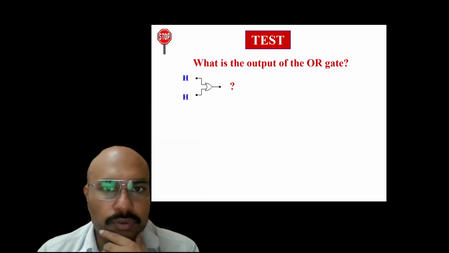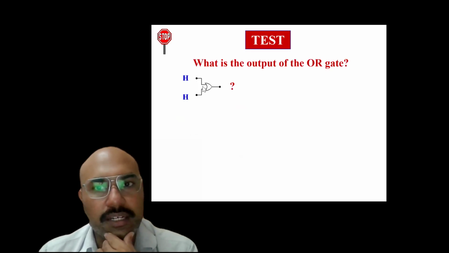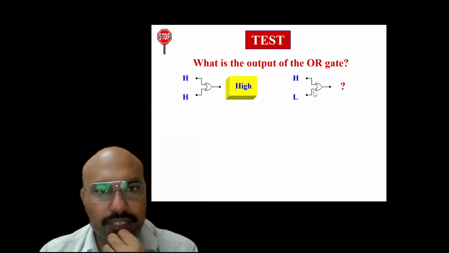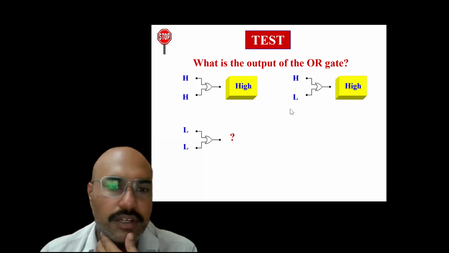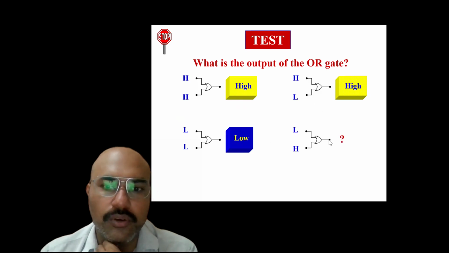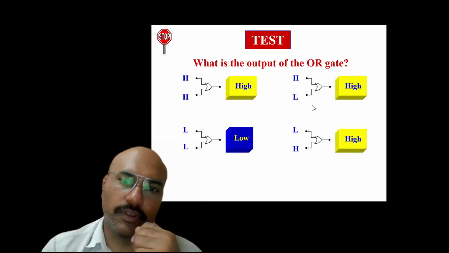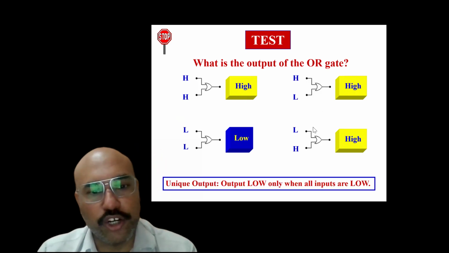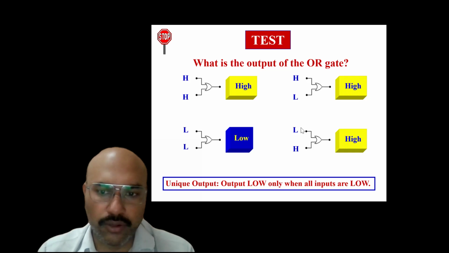And you can test what should be the output of this particular OR gate. If both the inputs are high, obviously it is high. If any of the inputs is high, the output should be high. Similarly, if both the inputs are low, then only you will get the output as low. Otherwise, if any of the inputs is high or all of the inputs are high, then your output will be high. So the unique output here is that the output is low only when all inputs are low.